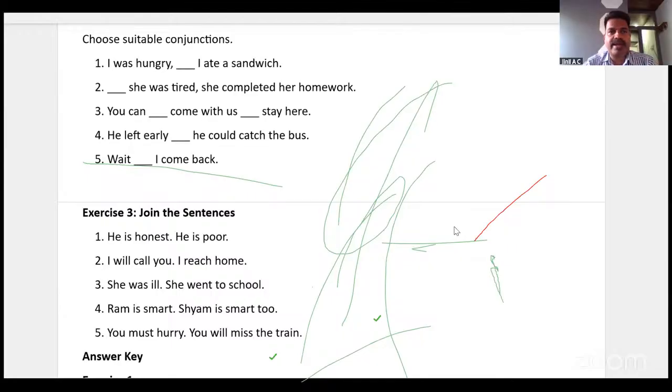Someone was raising their hand. Yeah, Madam Shivapriya, you can continue. Yes, sir. Good evening, sir.